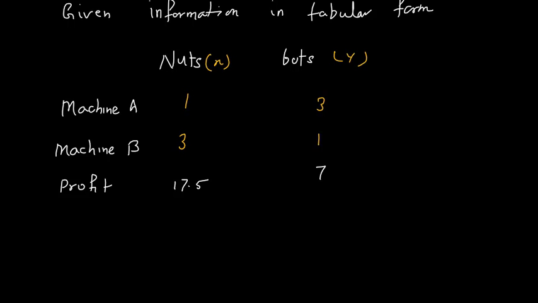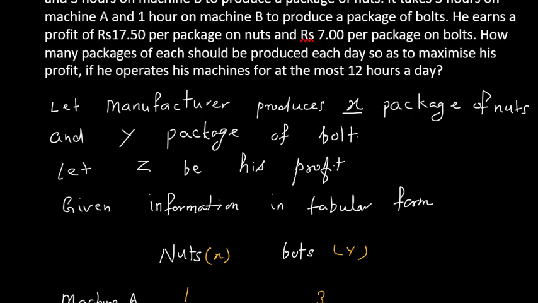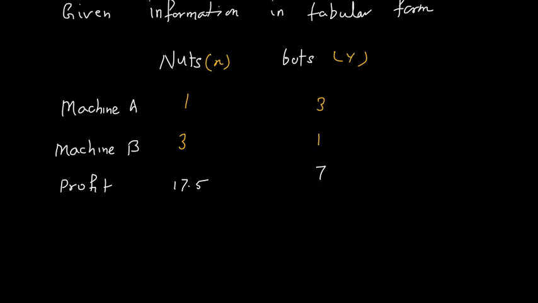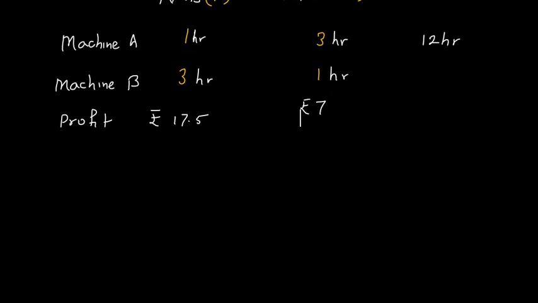We have to find the number of packages, and the total time for machine is 12 hours a day. So machine A operates for 12 hours. So total time is 12 hours. These are also in hours. You can mention the unit, or if you do not mention the unit, then also it is fine. And this is profit in rupees. So we have to maximize Z.